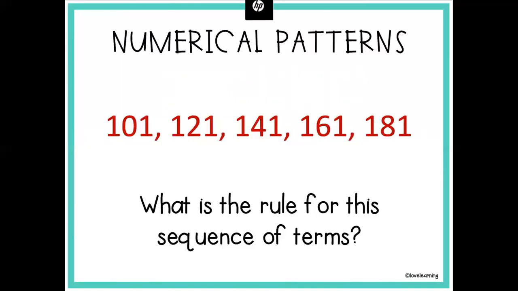Okay, how about this one? What is the rule for this sequence of terms? So I start with 101, and I jump to 121. Like we did on the other one, we want to start with trying to find the difference. So 101, jump to 121, I know is a difference of 20. Well, I can see it goes from 121 to 141, another difference of 20. Does it work for the rest of the sequence?